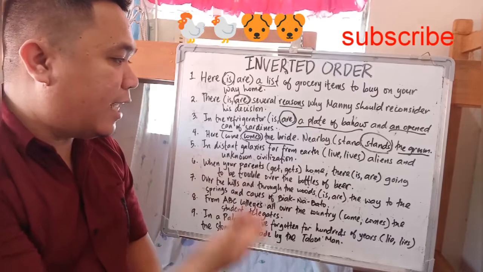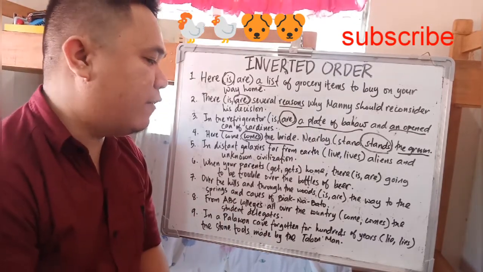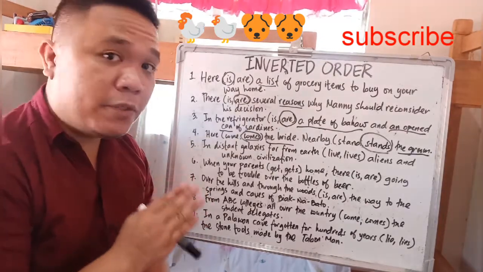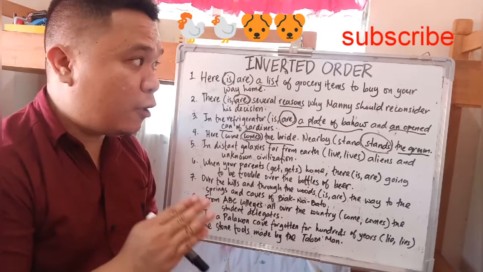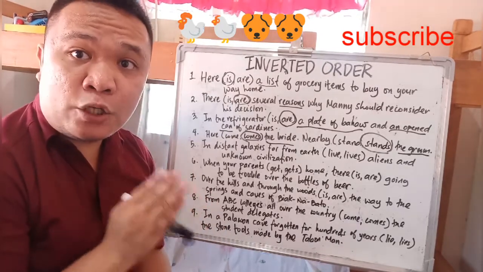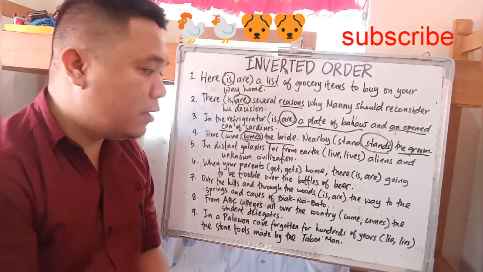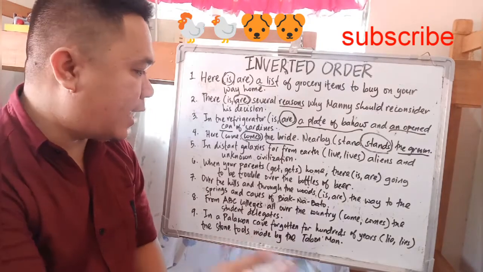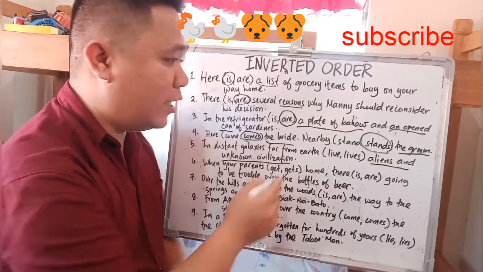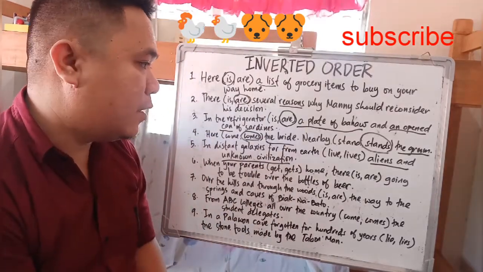Next, in distant galaxies far from Earth, lives aliens and unknown civilization. If your sentence begins with a prepositional phrase, that will give you a clue that it is an inverted order, and that is not your subject. Your subject is found after the verb. So, aliens and unknown civilization is our subject, and this is a kind of compound subject.